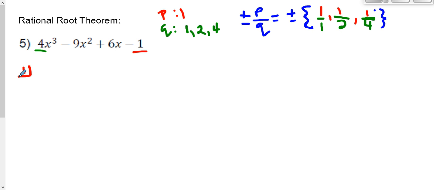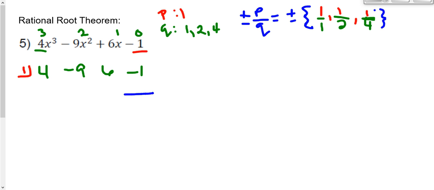And we test it by using synthetic division. I'll test the number 1 in the top left corner, and we'll use the coefficients from our polynomial for the rest of our synthetic division. We want to check to make sure we don't need any placeholders. Our degrees go from 3 to 2 to 1 to 0, so I can go ahead and just take my coefficients as they are. I don't have to put any placeholders. The coefficient of x cubed is 4, the coefficient of x squared is negative 9, coefficient of x is 6, and the coefficient at the end is just the negative 1.